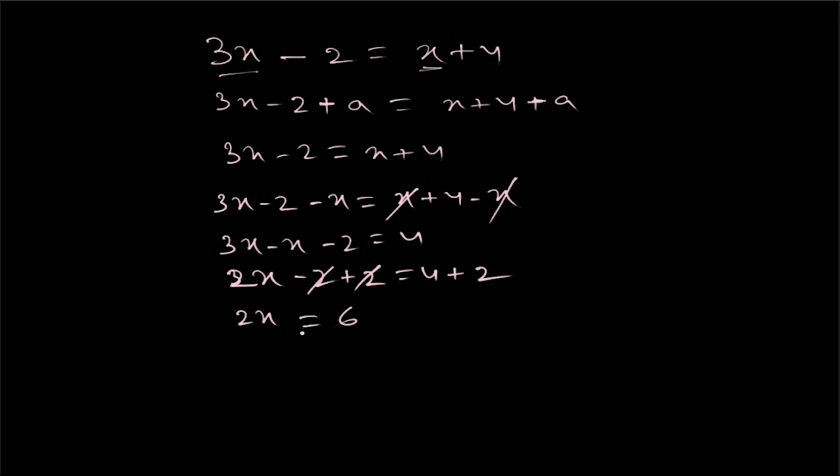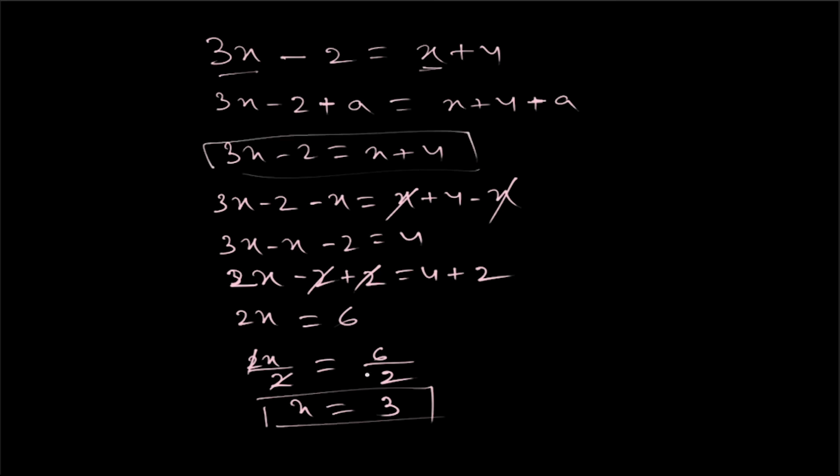Now what we have to do, we have to find the value of x. To find the value of x we have to divide it by 2. So 2x divided by 2 is equal to, in the right hand side also we have to divide it by 2. So 2 cancels, so x is equal to 6 by 2, that is equal to 3. Now this is the solution of this equation. For this equation it is the solution, or it is also called the root of the equation.